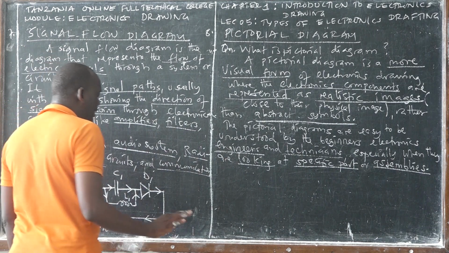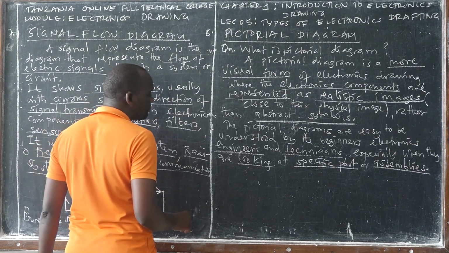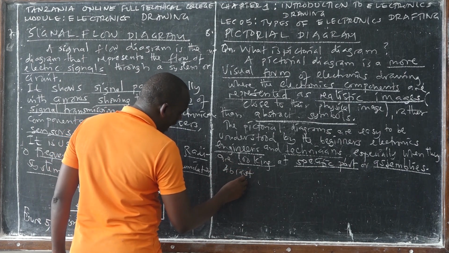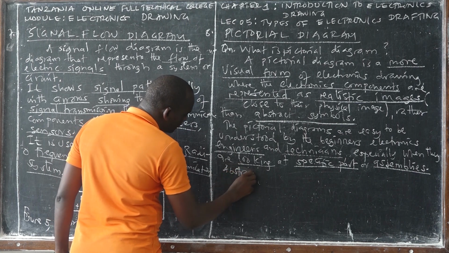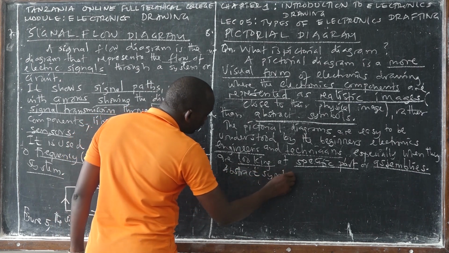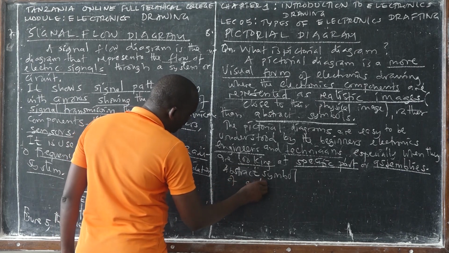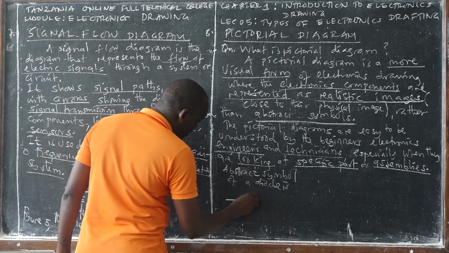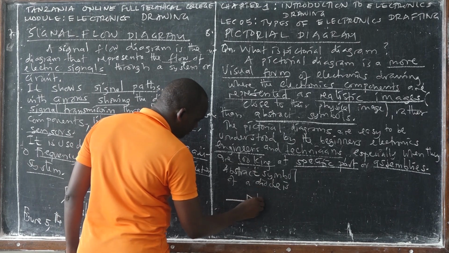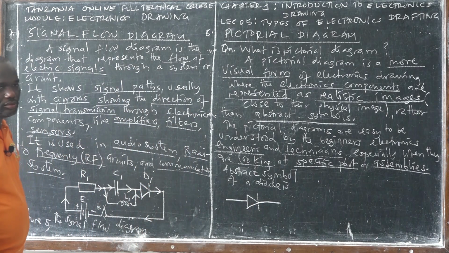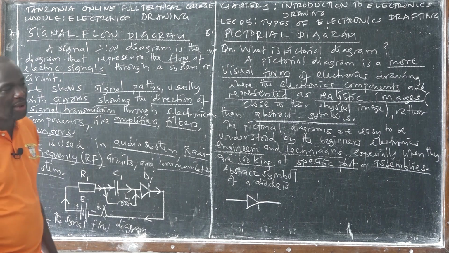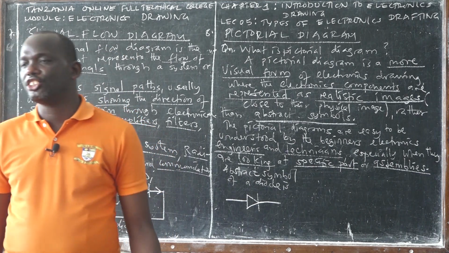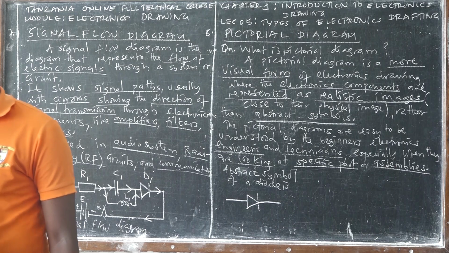Let us start with a simple example of a simple semiconductor. For example, this is the abstract symbol of a general purpose diode. When you talk about an abstract symbol, it means the schematic symbol of the electronic component.